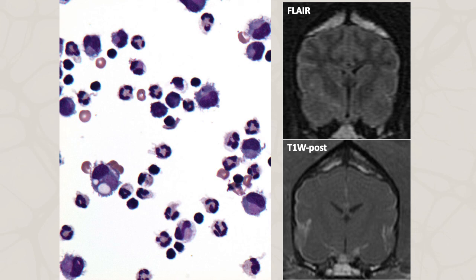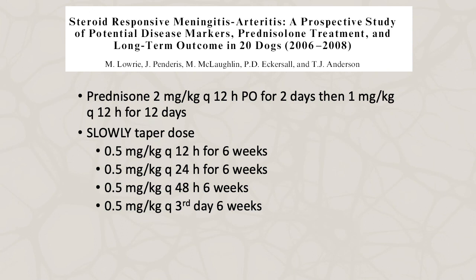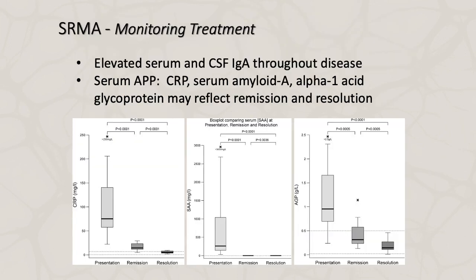This is just an example of what it can look like in the CSF, and you can also get a meningitis, which can be seen on post-contrast MRI. This here is just a list of a protocol that's been described by Lowrie for steroid-responsive meningitis arteritis. What's important about steroid-responsive meningitis arteritis is there does seem to be elevation of IgA throughout the disease. But you can see the C-reactive protein will change as the patients go into remission.